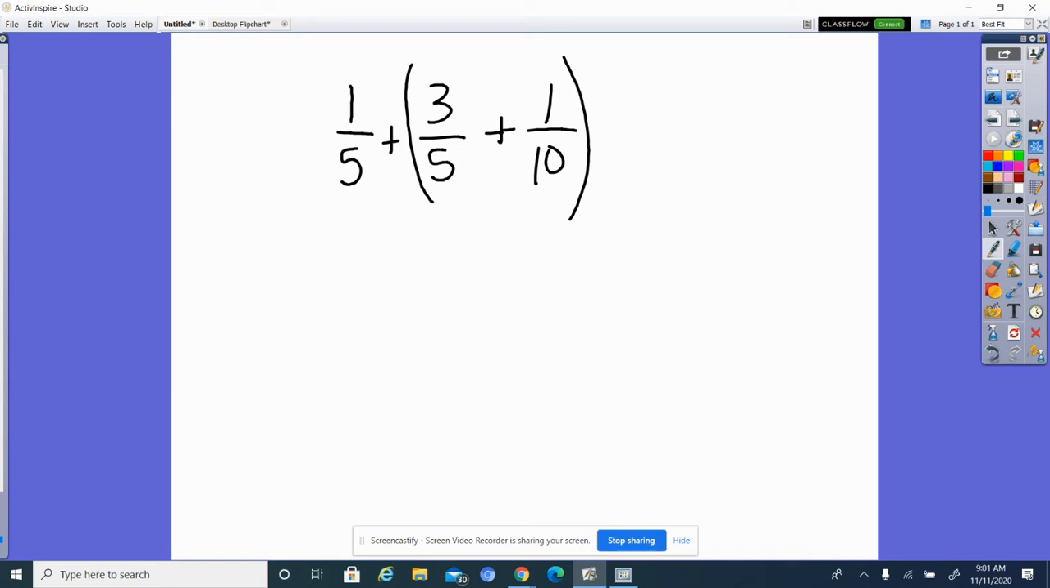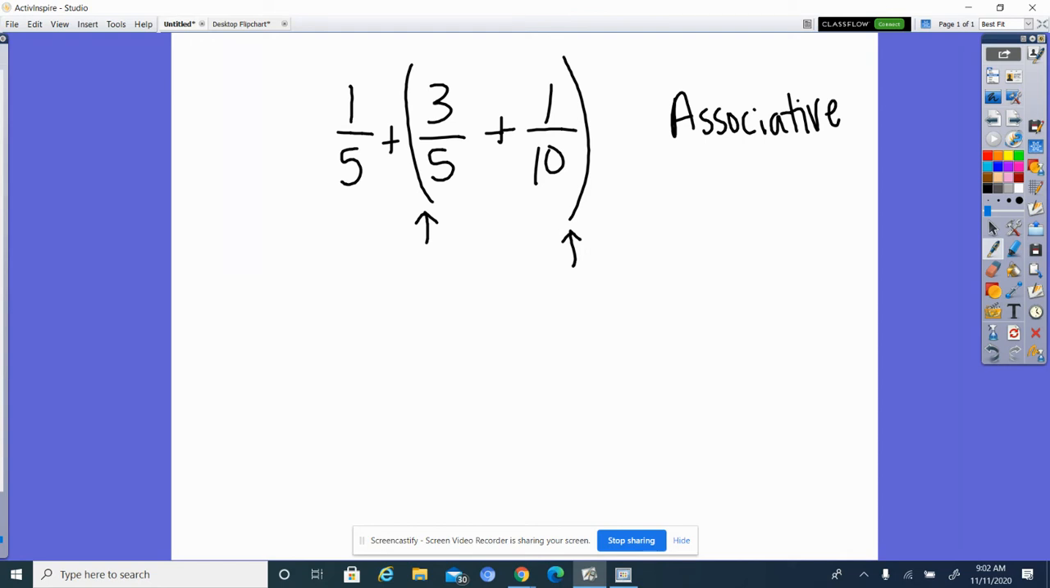What do you think? Remember, commutative tells us we're just going to move them around. Associative says we can group them in different groups and still have the same answer, as long as it's the associative property of addition, right? So let me give you a hint. When you see those, you know we're dealing with what? Associative. Okay, so you can use the associative property of addition to group the fractions.